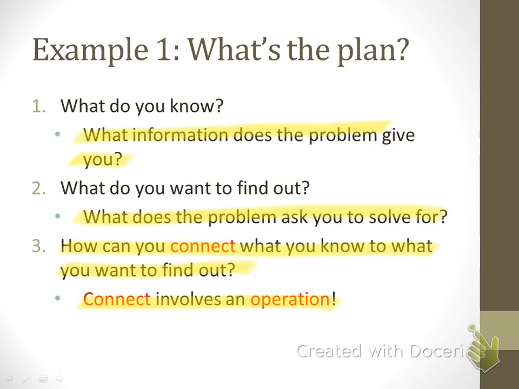Okay, so what is the plan when I go to solve word problems? Well, you need to figure out what information does the problem give you? What seems relevant, like relevant information in the word problem? Then, what does it ask you to solve for, and how can you connect those two together? Remember, connect involves an operation. We talked about the 4 basic operations, and what are they? Addition, subtraction, multiplication, and division. So one of those operations will help us get to our answer.